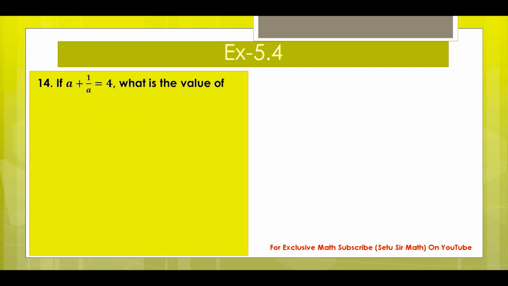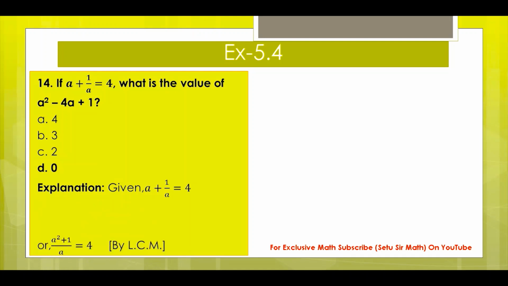Number 14, if a plus 1 by a equals to 4, what is the value of a square minus 4a plus 1? So we will follow the same process. So D is the desired answer. How can we get this? Let's see the explanation.